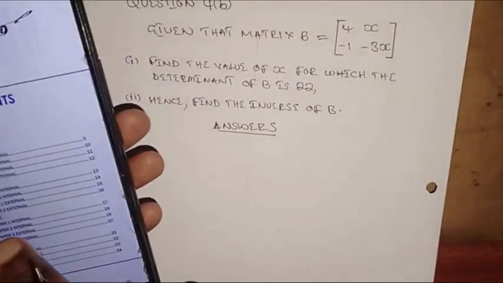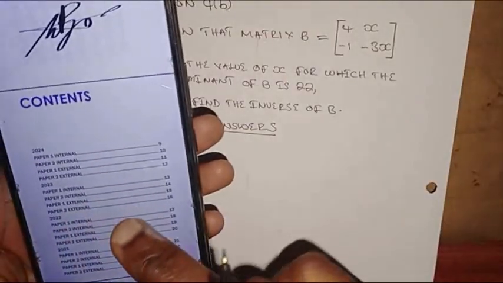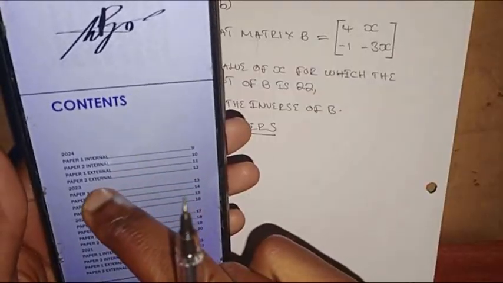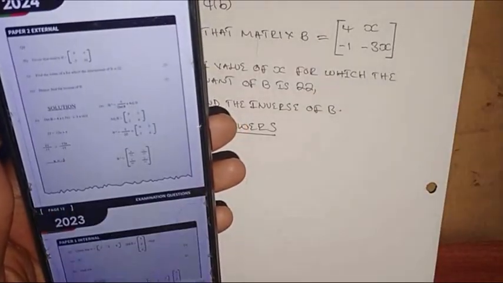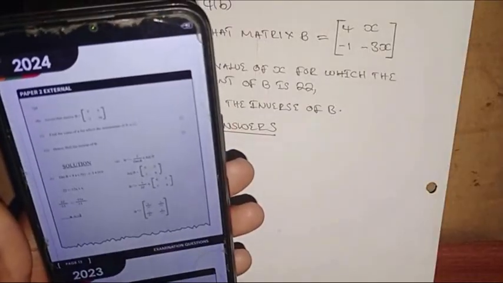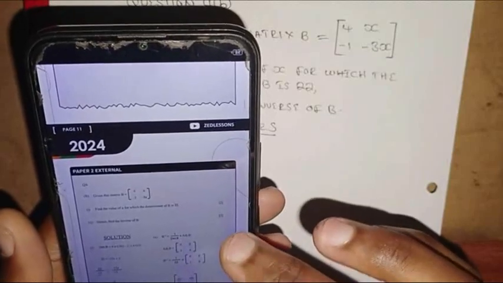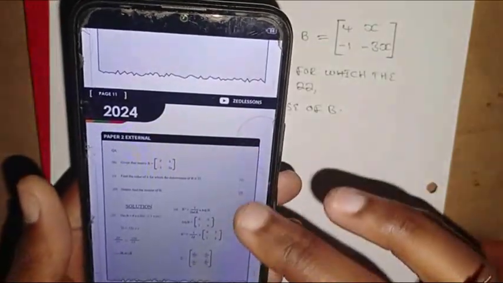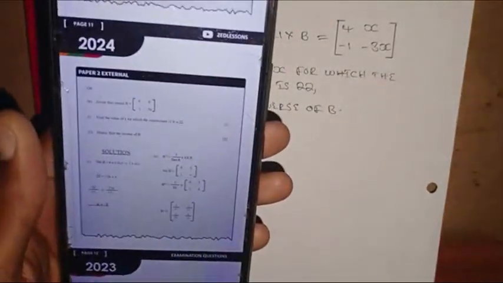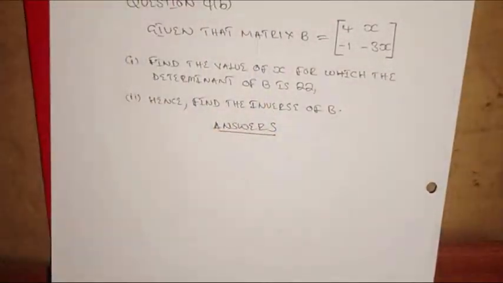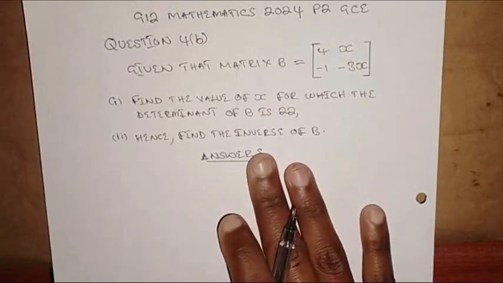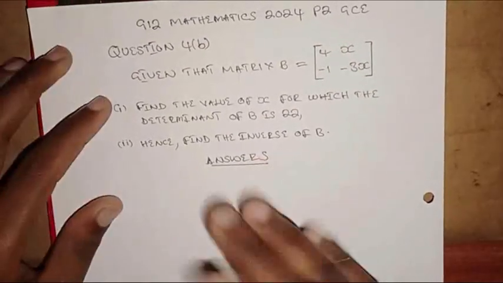So this paper was written in 2024, paper 2. There is a reason why I'm choosing this question, because it's a little bit challenging, so I want just to clear out the noise and show you how to answer. So let us read out the questions and we can begin with the answering.